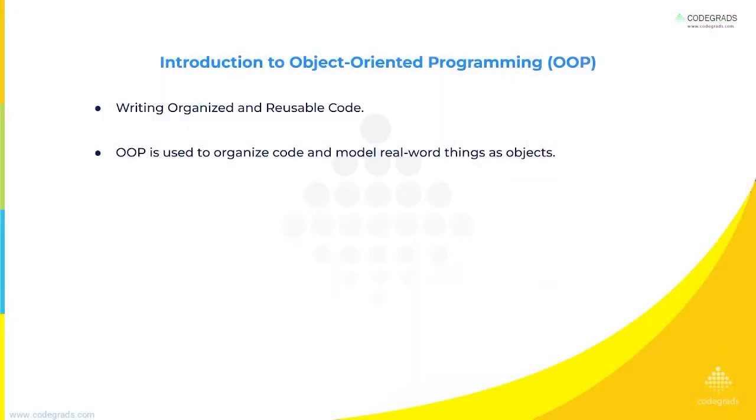And today in this session, we'll discuss the topic object-oriented programming, and we'll see the implementation part also. Let's start. When we need to write organized and reusable code, we'll use OOP, and it is a smarter way to organize the code. It is also used to organize code and model real-world things as objects.